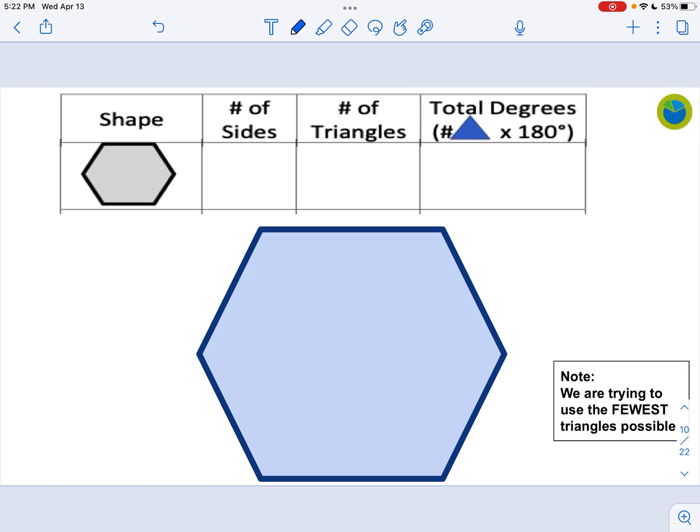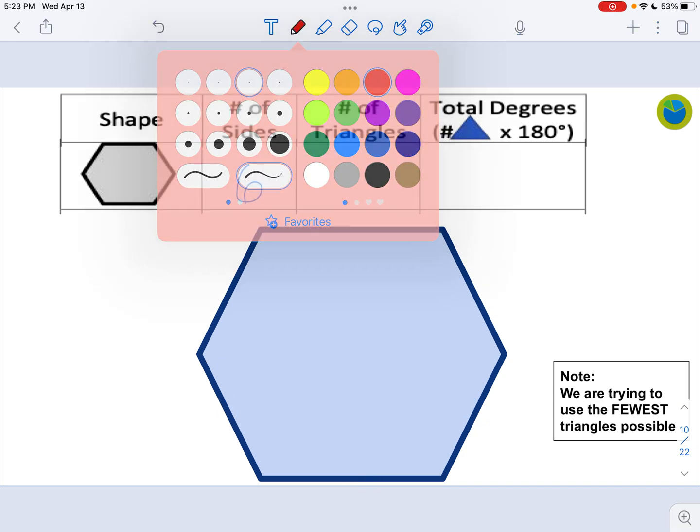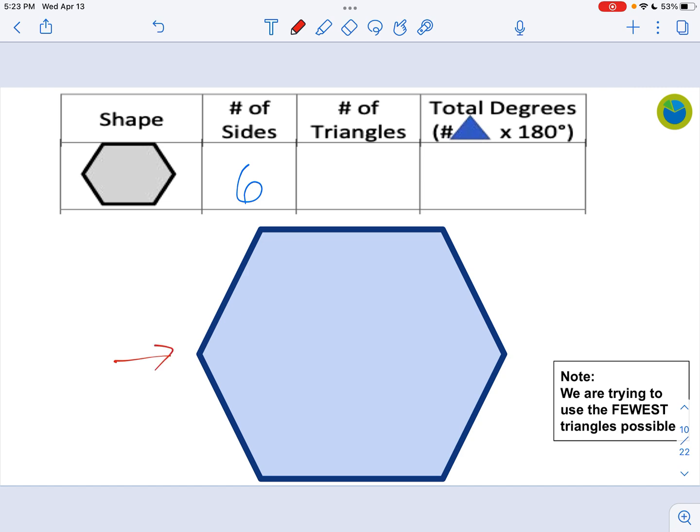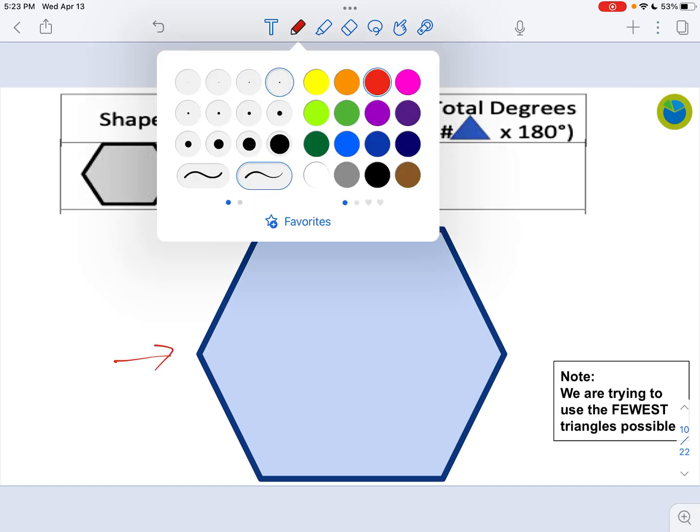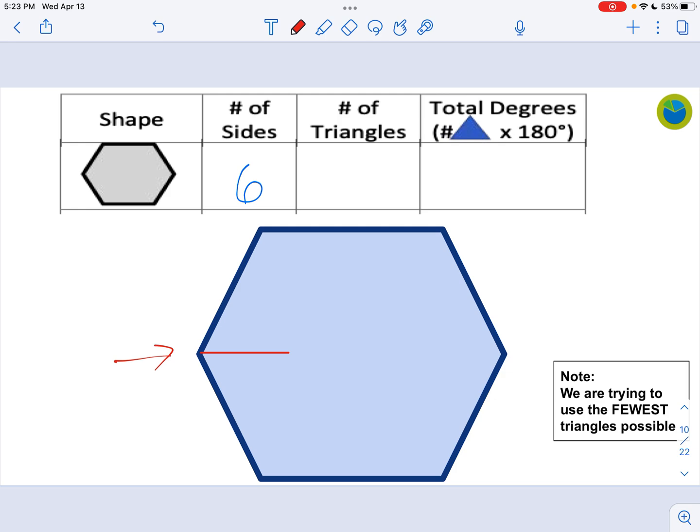So let's try the next one, the number of sides. 1, 2, 3, 4, 5, 6. There are 6 sides, write it down. Then we're going to decompose it into triangles. I'm going to pick one corner. I'm going to pick this vertex right here. If I go straight across, this is not a triangle. So I'm not going to go straight across. I'm going to go up 1.